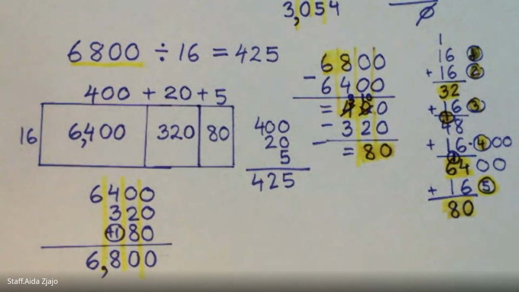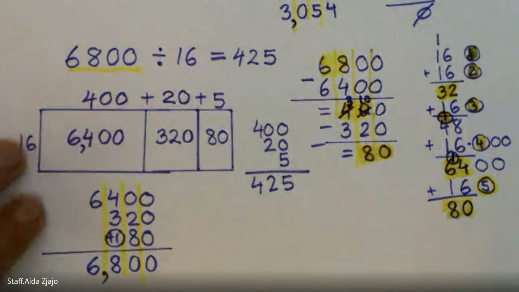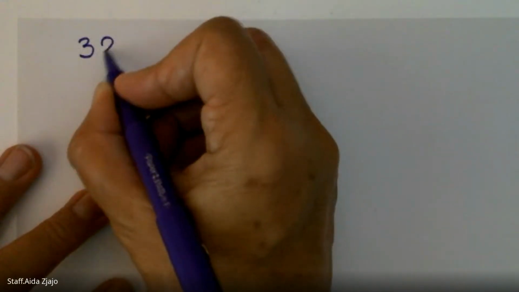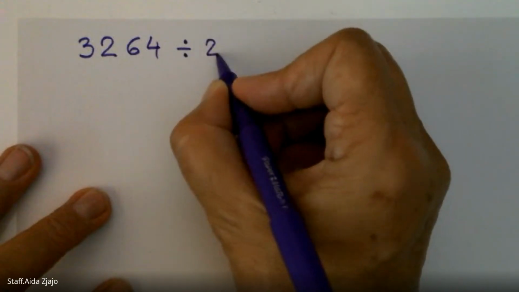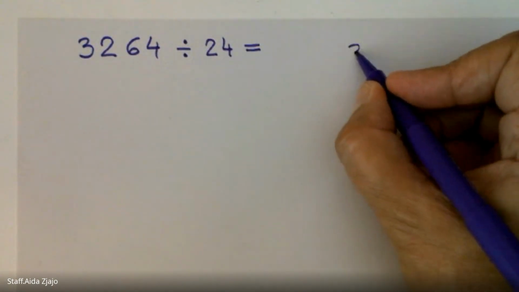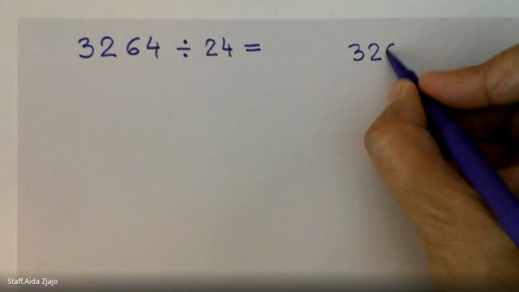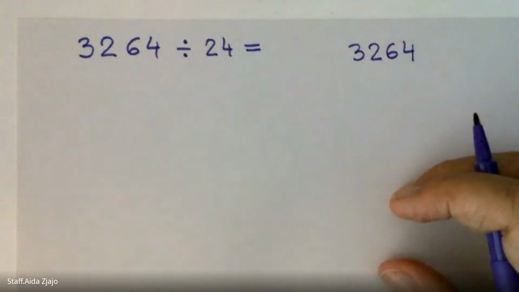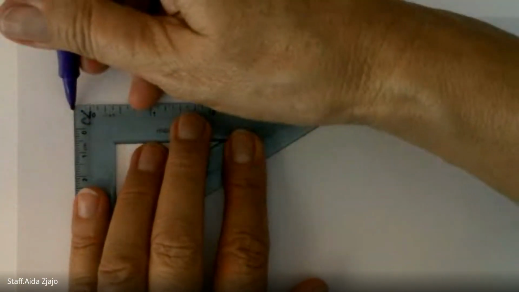Maybe I could do one more, and then we will stop. It's pretty long. All right. Let's see if we do this one. It's 3,264 divided into groups of 24. So on the side, 3,264, and then make the area.